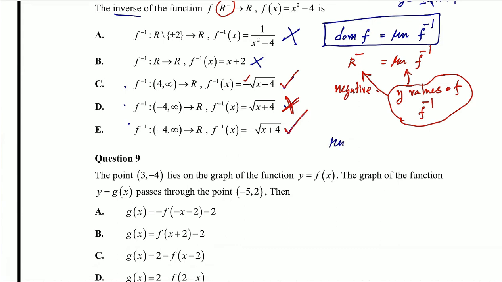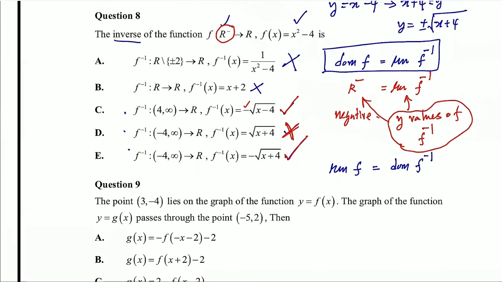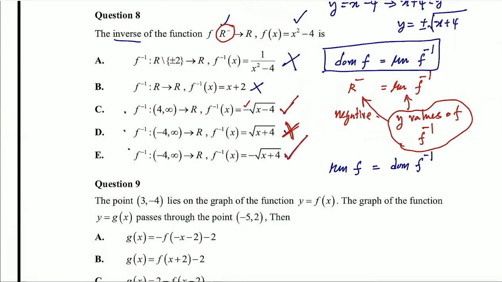The other condition would be the range of F should be equal to the domain of F inverse. So what is the range of F now? You can see it is going from minus 4 to infinity, right? If you put 0 here, it's minus 4. Any number you put in there, it's going to go up to infinity. So the domain of F inverse would be that.